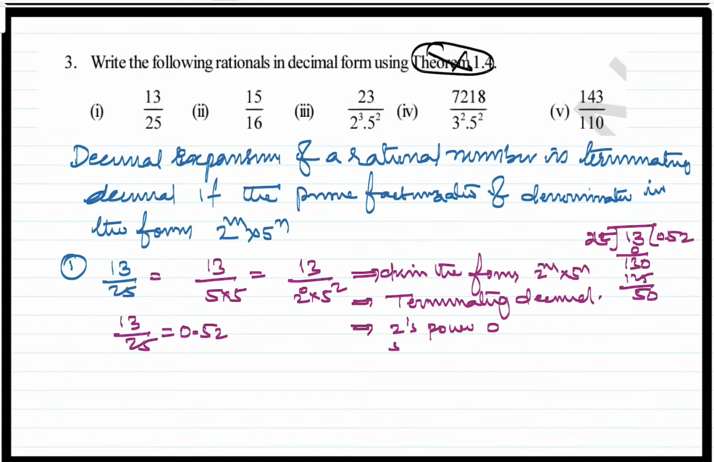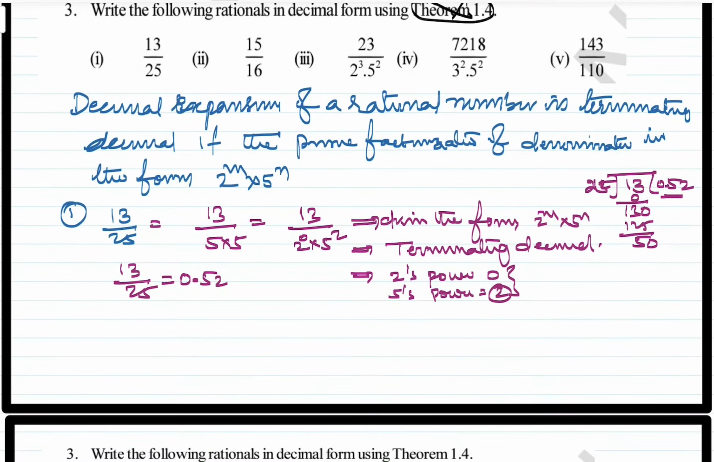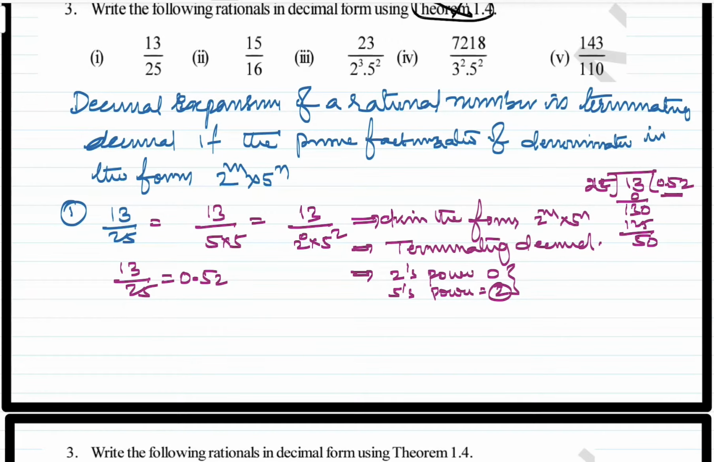And 2's power here is 0 and 5's is 2. Which one is greater? Here 2. Means whenever the given rational number gives the terminating decimal, in its decimal part 2 decimal places are there. Here you see it gives the terminating decimal. After 2 decimal places, this division will be ended. So in this way also you can easily find out how many decimal places are there in the decimal part. Okay.